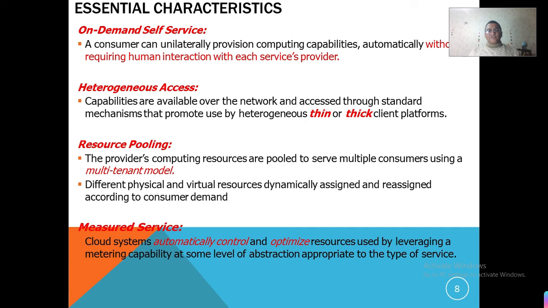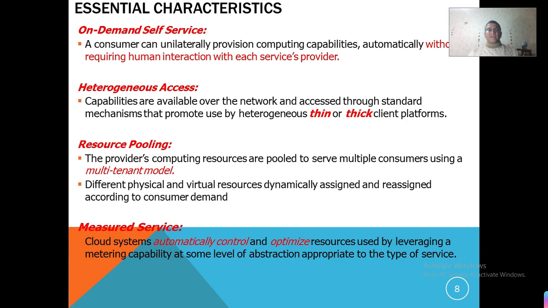Then the next is resource pooling. This is again a main characteristic of the cloud computing model. Here all the computing resources are pooled together and can be used in a multi-tenant model. Multi-tenant model means all the resources are available at the providers, and the resources can be made available for many users at the same time, and the resources are dynamically assigned and reassigned according to the customer demand.